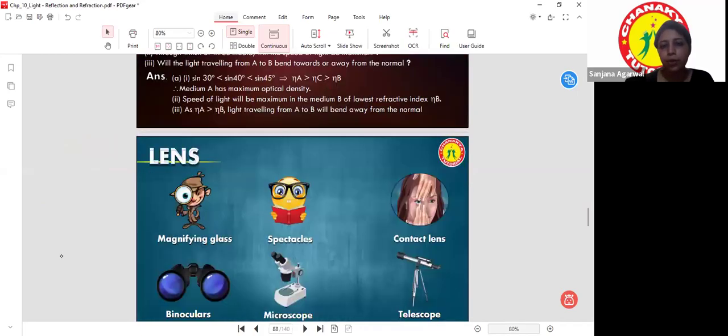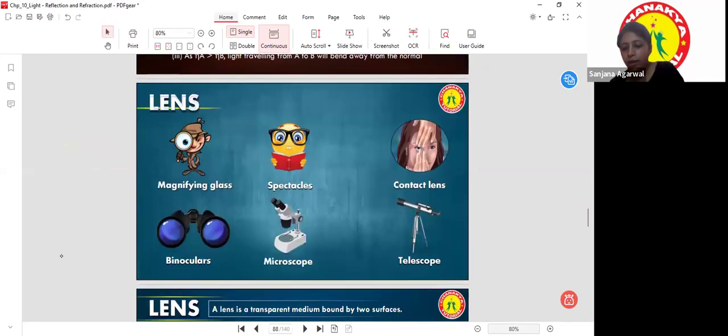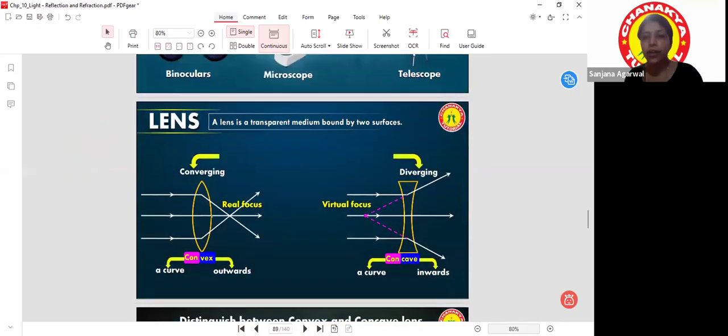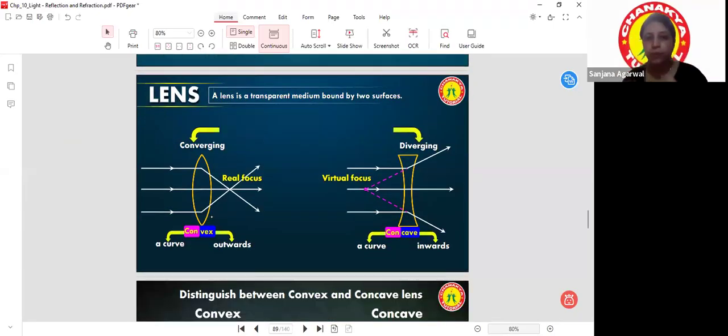So here we have come to the lens part, children. Lenses again have many uses in our daily life. You must have seen that they are used in magnifying glass, spectacles, contact lenses, telescope, microscope, and binoculars. Let us study how they obtain the images and how they are used in these varieties of instruments.